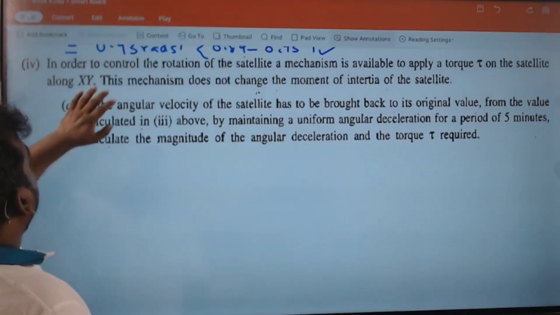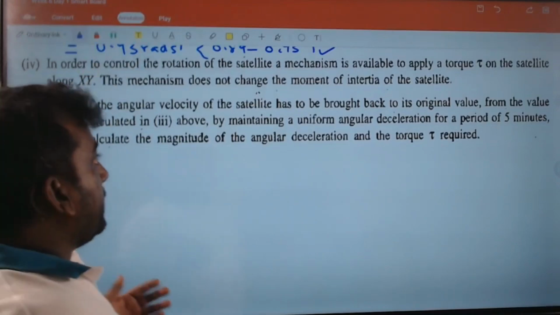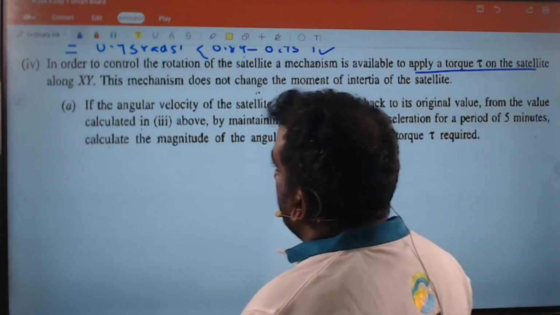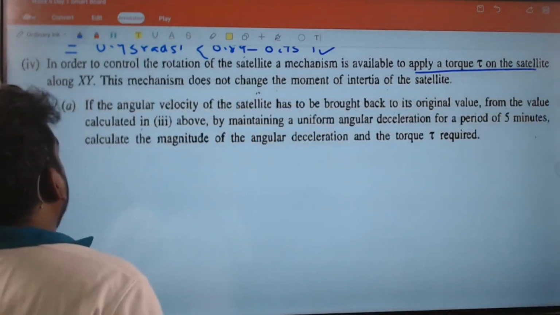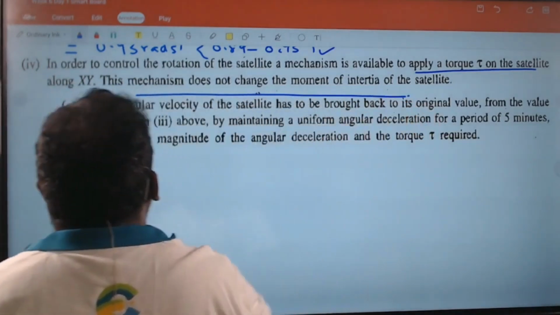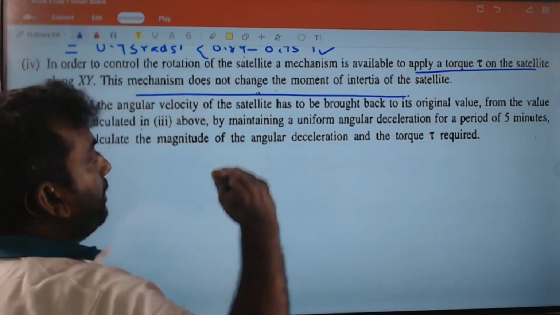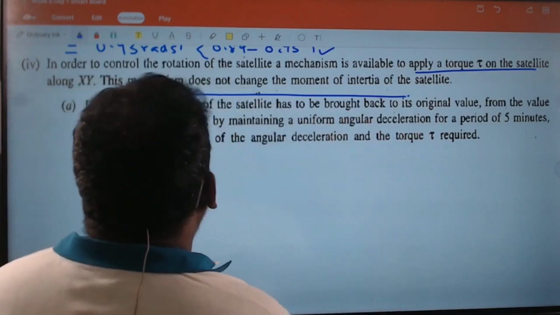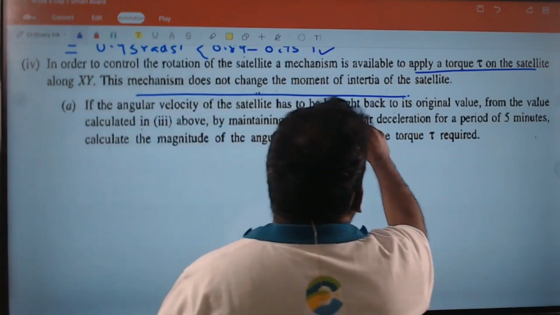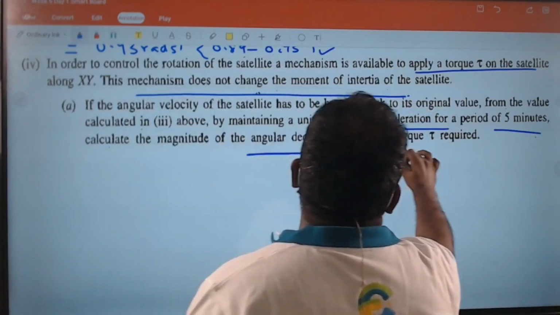Next one. In order to control the rotation of the satellite, a mechanism is available to apply torque on the satellite along xy. This mechanism does not change the moment of inertia of the satellite. If the angular velocity of the satellite has to be brought back to the original value from the value calculated above by maintaining uniform angular deceleration for a period of 5 minutes, calculate the angular deceleration and the torque.